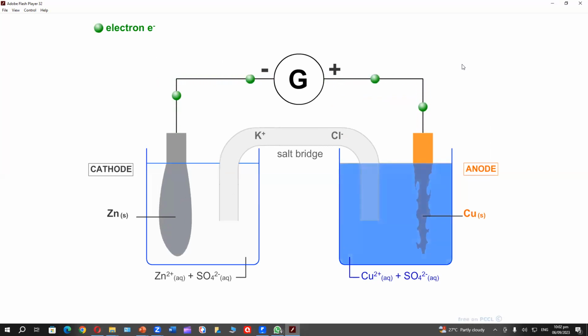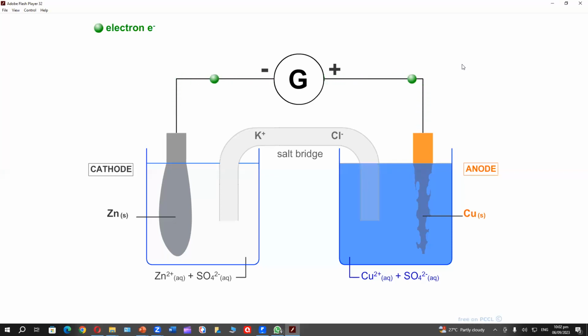The green color circles are electrons. The capital G means galvanometer. It's a very sensitive meter used to measure electric current. I repeat for my last concept for today.